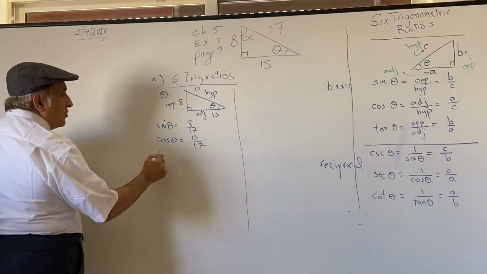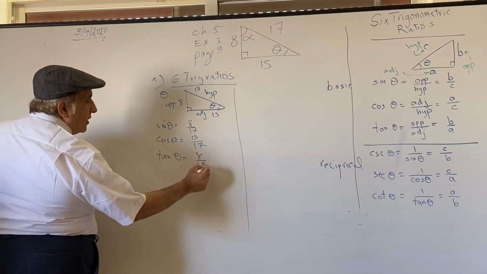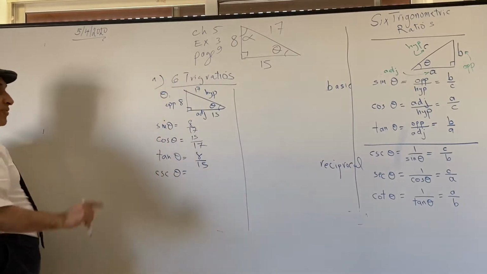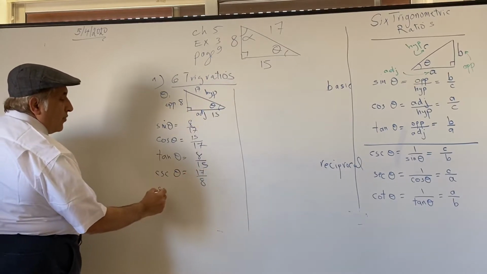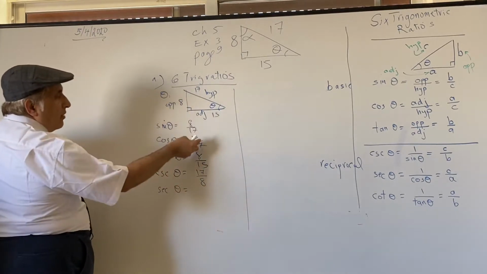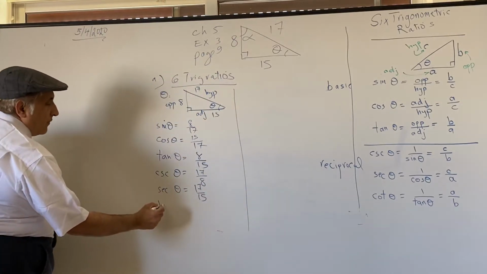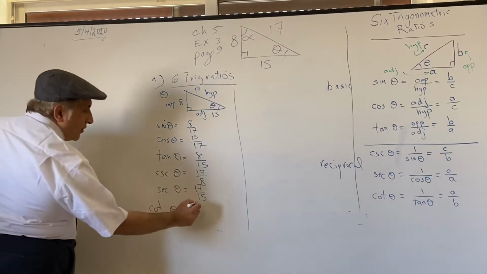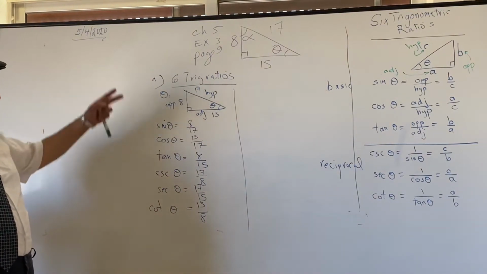If I'm looking for the tangent of an angle theta, it's the opposite over 15. And if I'm looking for the cosecant of the angle theta, then it's reversing this, 17 over 8. If I'm looking for the secant of an angle, then it's the reciprocal of 17 over 15. And at the end of it, if I'm looking for the cotangent of theta, you take the tangent and reverse it, 15 over 8. That's if I want the angle theta.